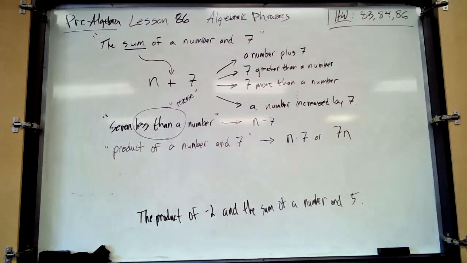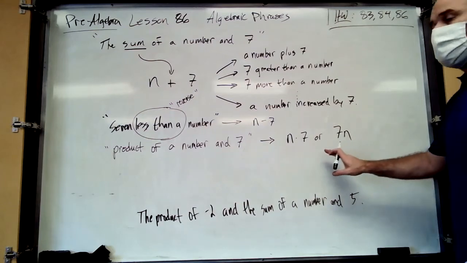So remember when you put them next to each other, it's better to put the number first and then the letter next. You can say n7 or 7n, but n7 is dangerous because if you write quickly, it looks like n to the 7th power. Don't do that. Write the number first, 7n. Everybody good with that?